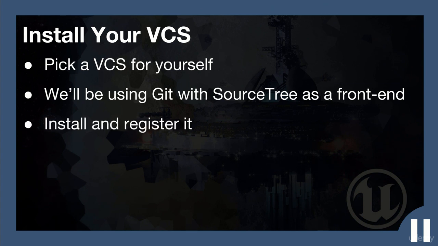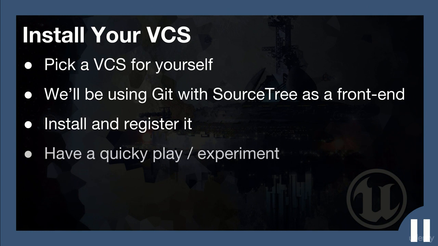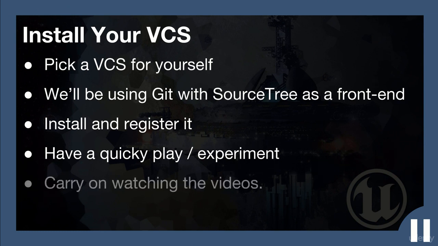Install and register it. You will need to register it, at least within the first 30 days. And have a quick play, a quick experiment. You really can't do any harm, so just make a folder, have a quick play, and as soon as you feel like you're not getting anywhere, then carry on watching the videos, and I will show you around SourceTree that I already have installed on my machine. So go ahead, pause the video, and get yourself your version control system installed now.